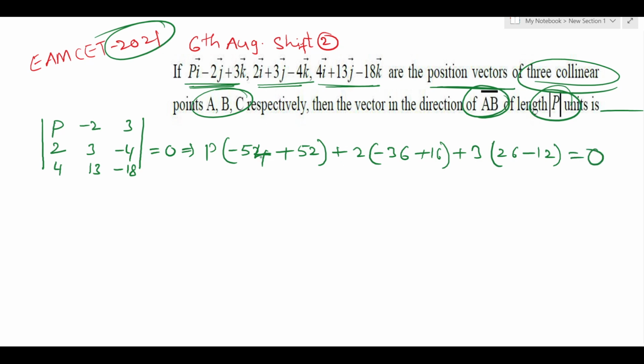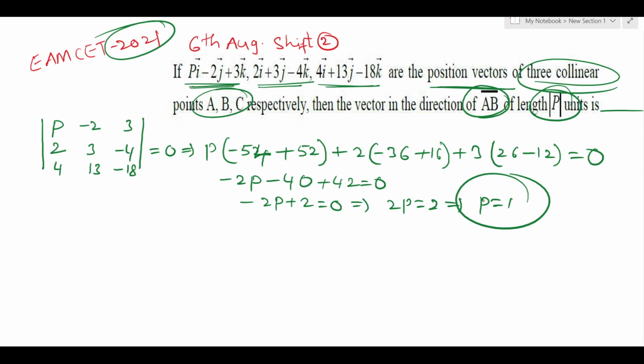Here −54 + 52, that is −2p, plus 2 into −20, this is −40, plus 3 into 26 − 12, this is 14, 14 into 3, this is 42, is equal to 0. From this, −2p + 2 is equal to 0. From this, 2p is equal to 2, p is equal to 1.